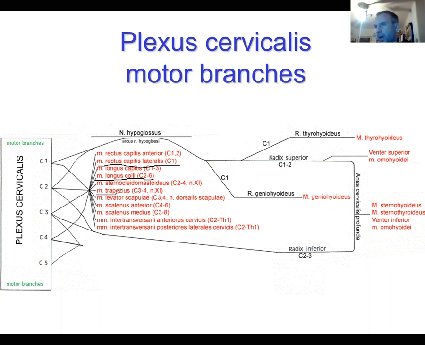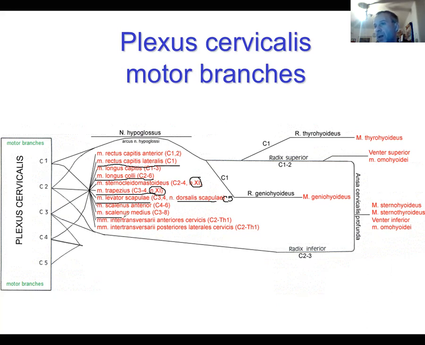Sternocleidomastoid and trapezius muscle are supplied by the accessory nerve, but they have additional fibers coming from C2 to C4. Levator scapulae is supplied by the dorsal scapular nerve. The dorsal scapular nerve is C5, and it has additional fibers from C3 to C4.